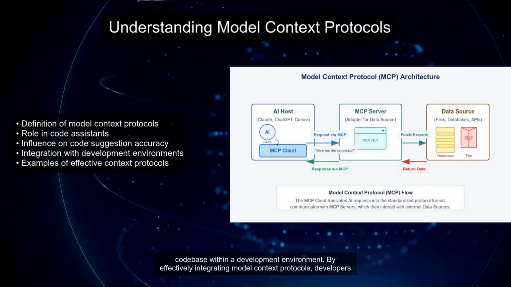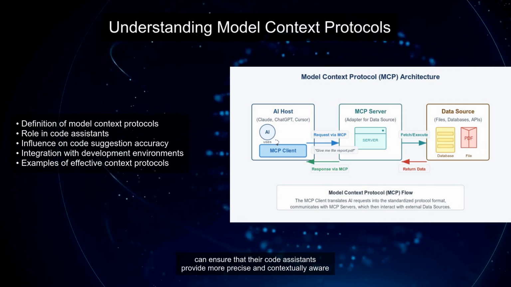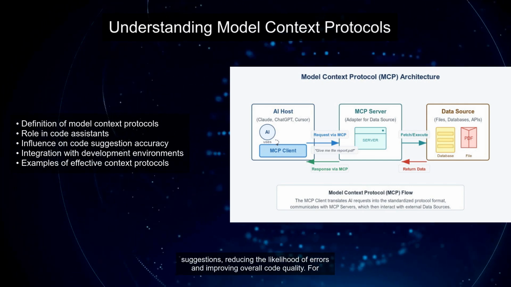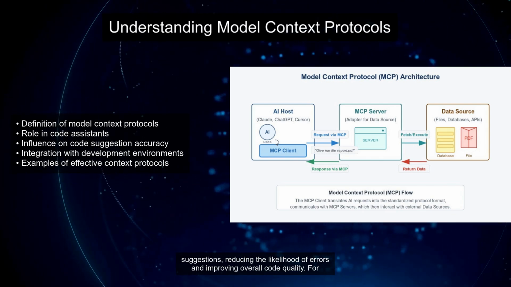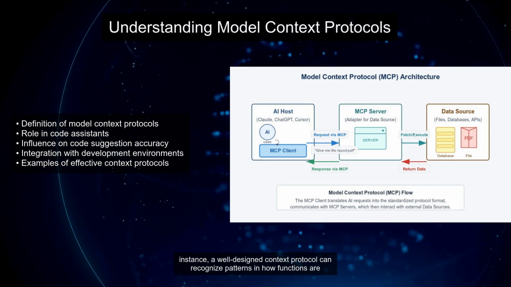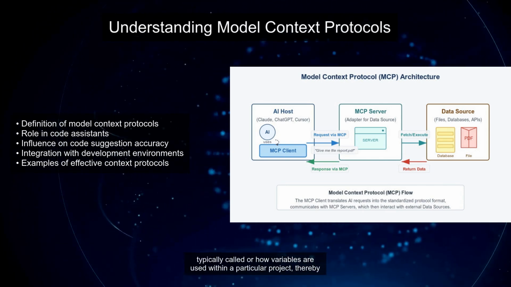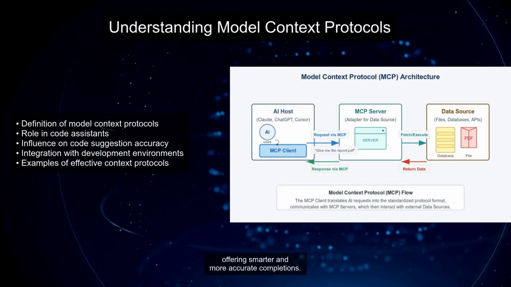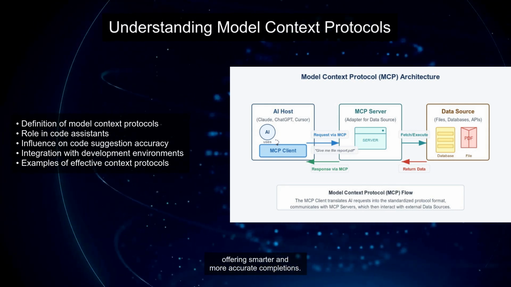By effectively integrating model context protocols, developers can ensure that their code assistants provide more precise and contextually aware suggestions, reducing the likelihood of errors and improving overall code quality. For instance, a well-designed context protocol can recognize patterns in how functions are typically called or how variables are used within a particular project, thereby offering smarter and more accurate completions.